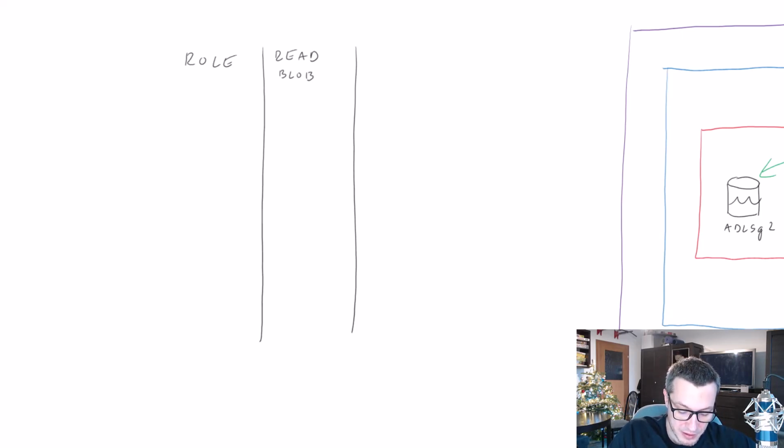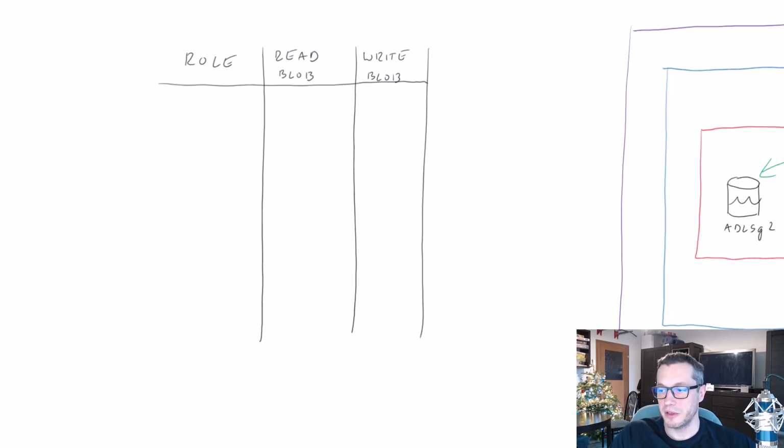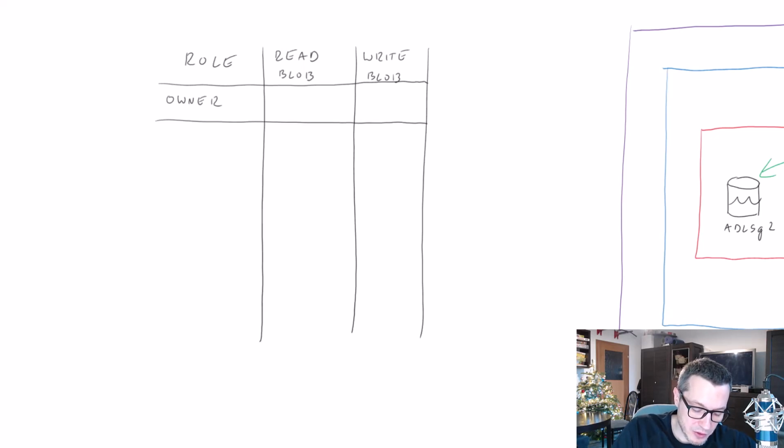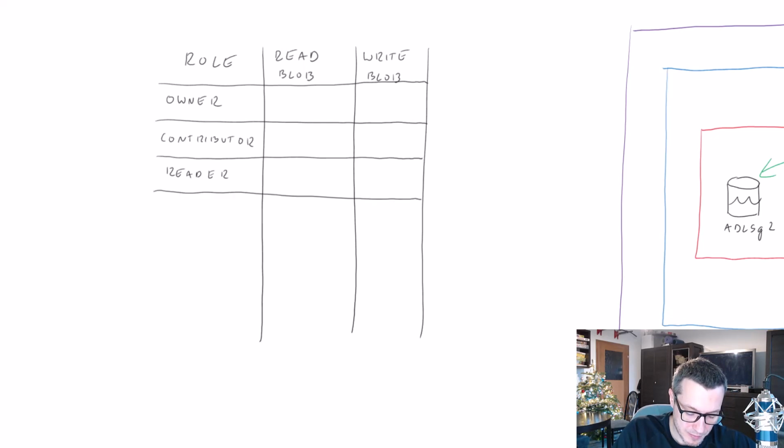So simply write blob, like so. And we've got those three roles that I've been talking about, like owner, then we've got a contributor, and the last one was reader. Like so.